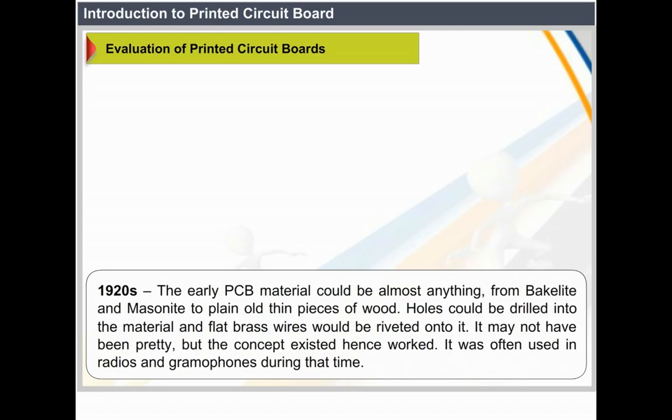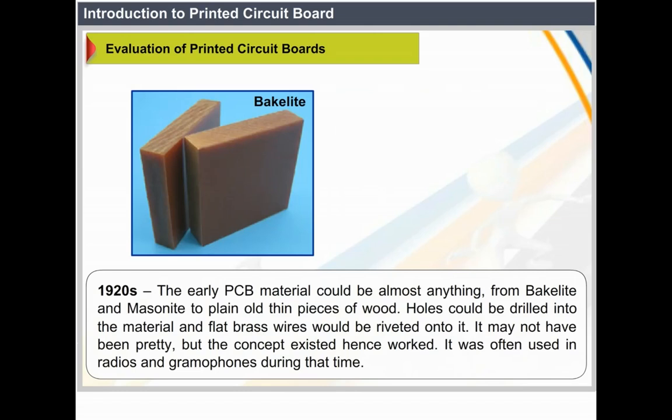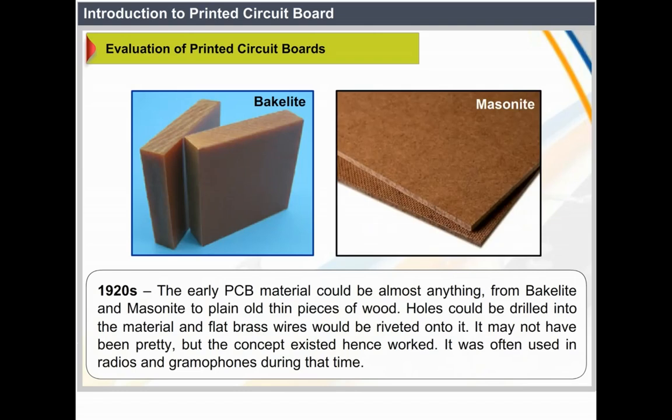1920s, the early PCB material could be almost anything, from bakelite and masonite to plain old thin pieces of wood. Holes could be drilled into the material and flat brass wire would be riveted onto it. It may not have been pretty, but the concept was there and it worked. It was often used in radios and gramophones at the time.